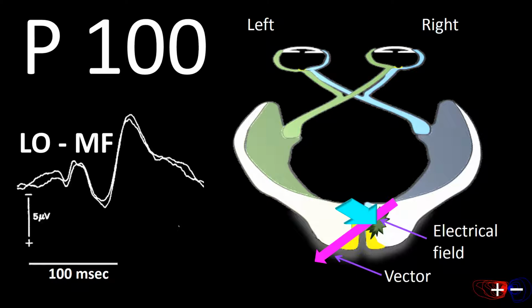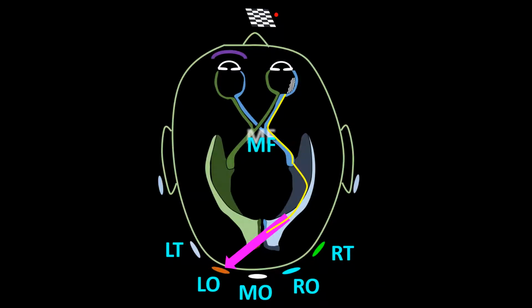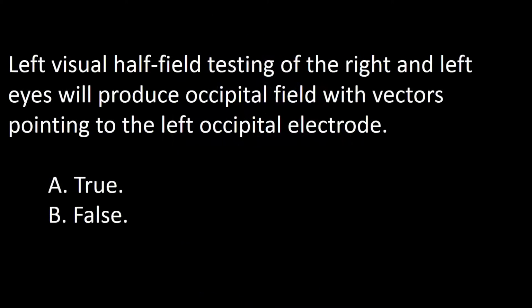A right field can be produced by stimulation of the right eye temporal retina by a left-sided stimulus as depicted in this frame, or after stimulation of the left eye nasal retina by a field presented over the left side. So the answer to this question is A.